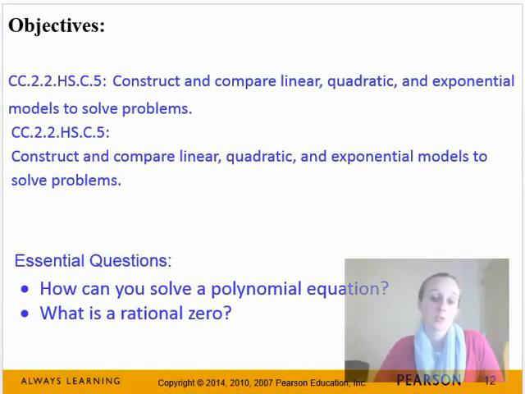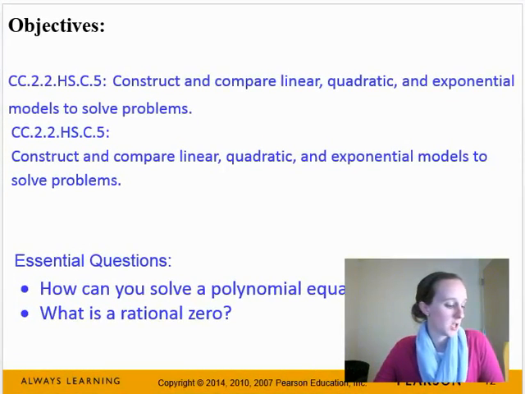Welcome to part 2 of 2.5, Zeros of Polynomial Functions. So our central questions are the same as they were before. How can you solve a polynomial equation? And what is a rational zero?